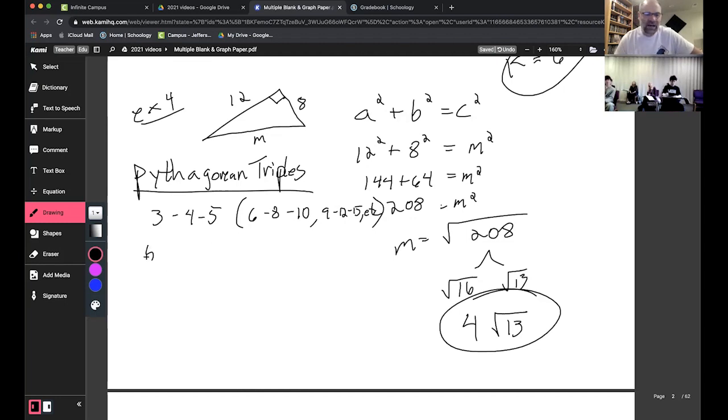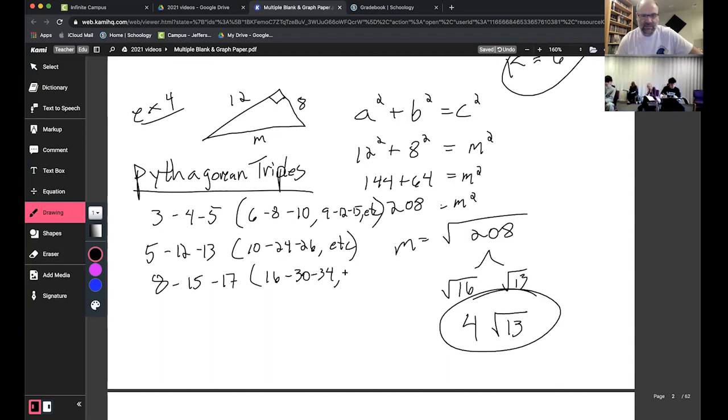Here's another one, a 5, 12, 13 triangle. 25 plus 144 is 169. Okay, and obviously all the multiples of that. Here's another, actually, one more. We've got an 8, 15, 17. So all the multiples of that. Okay, so those are just 3 examples of Pythagorean triples.